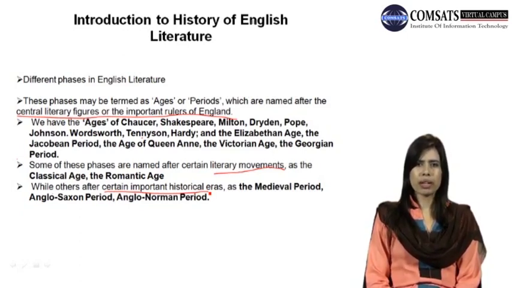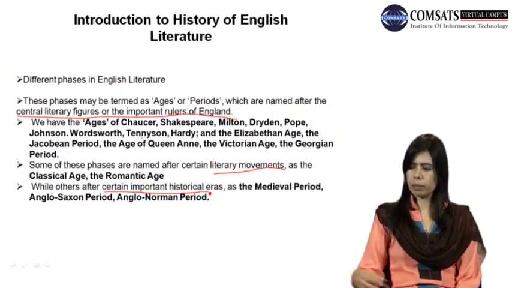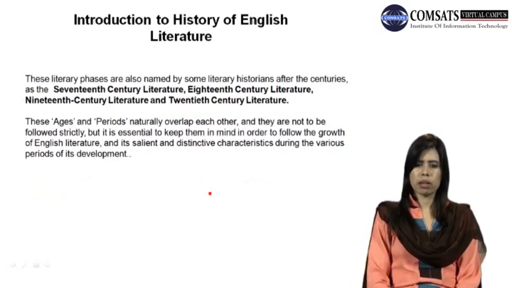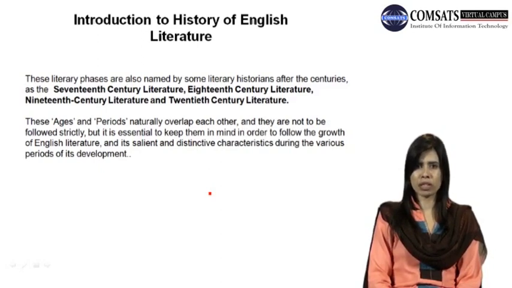So we'll talk about the history of English literature in relation to these ages, periods, and centuries. Basically, who gave them the names? The names were given by some historians after the centuries, as the 17th century literature, 18th century literature, 19th century literature, and 20th century literature. So here you can see the vitality and the richness of English literature as well, that it is comprised of too many centuries. So sometimes we give a particular period the name of the century as well.